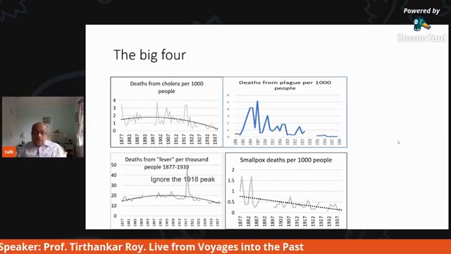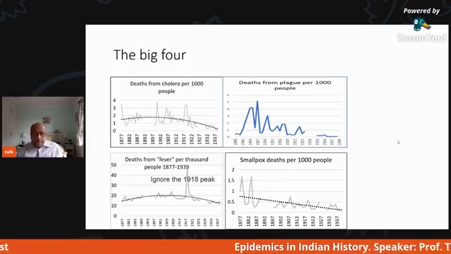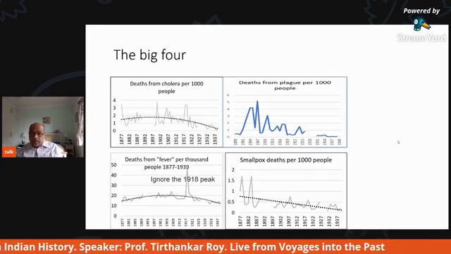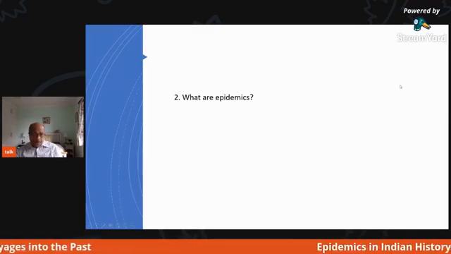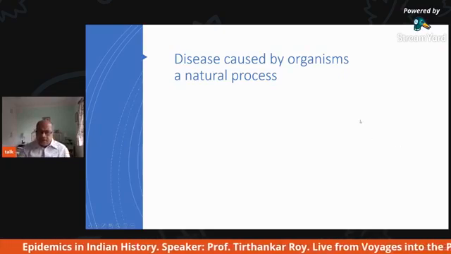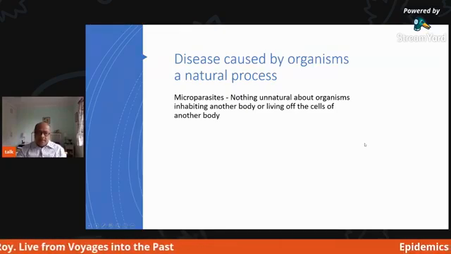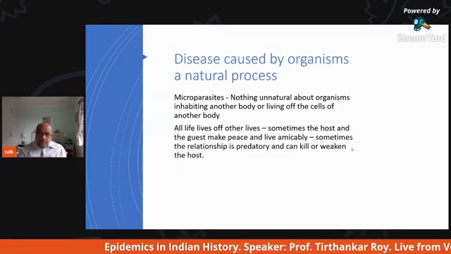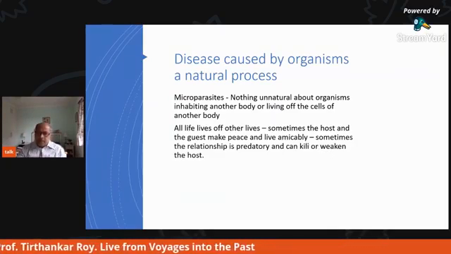Of course, in general, when you have masses of undernourished people, they are exposed to almost any epidemic disease, and that was partly the reason why famines caused diseases. But there were other types of links between these two episodes, and we'll come back to that later. Now, what are epidemics? Of course, it's disease caused by organisms, but it's a very natural process. And whenever that happens, we don't start worrying. There is nothing unnatural about organisms living off the cells of another body. Microparasites are extremely common. In fact, all life lives off other lives, and most often, the host and the guest make peace and live amicably.